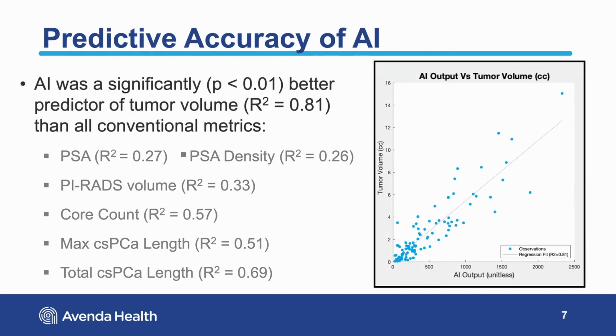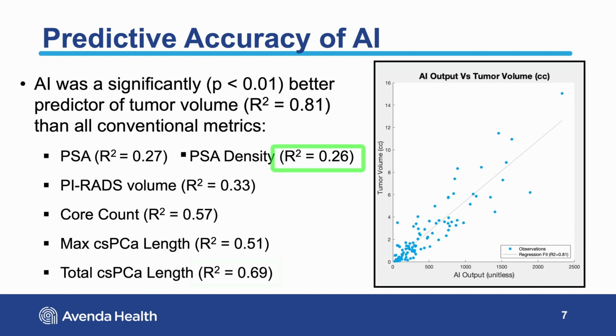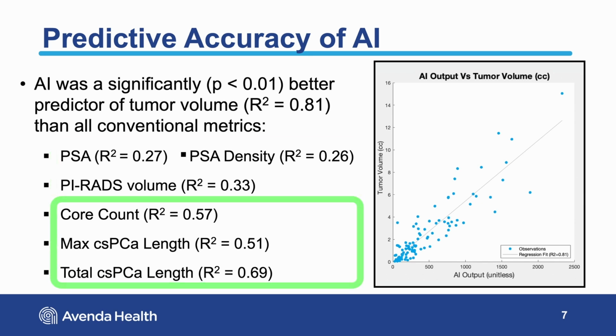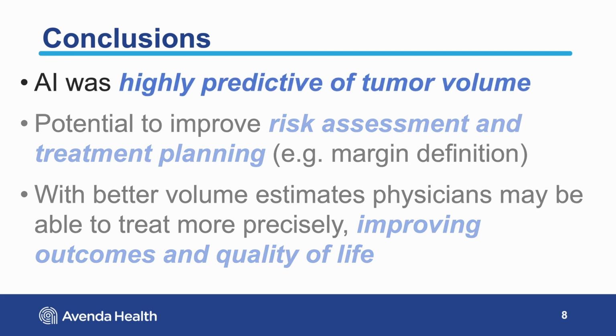AI cancer maps were strongly correlated to tumor volume, with an R-squared coefficient of 0.81. All conventional metrics were significantly less accurate than AI, with R-squared values ranging between 0.26 and 0.69. PSA and PI-RADS contours were particularly bad predictors, whereas biopsy-based metrics were moderately better. In summary, AI was highly predictive of tumor volume, outperforming conventional measures.